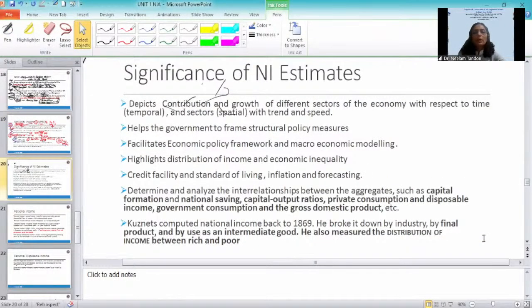So national income accounting significance is clear to you. It helps you to identify growth of the country. It helps you to identify which sectors are performing better. It helps government to go for policy measures. It helps economy to perform better. It helps in better distribution of income.